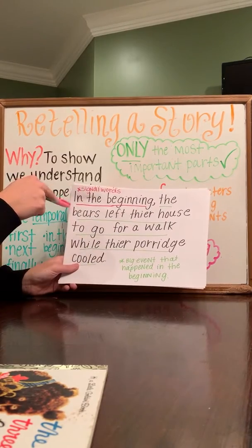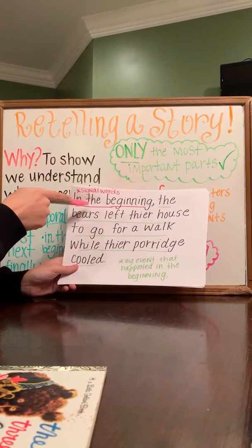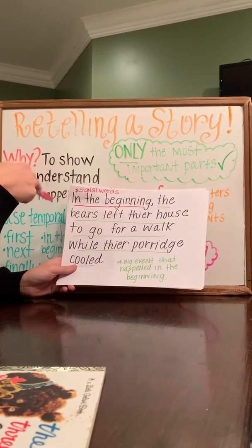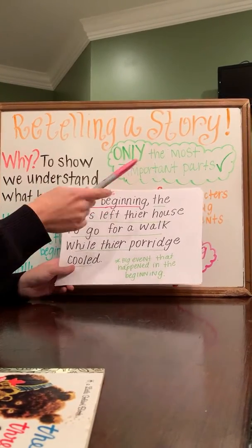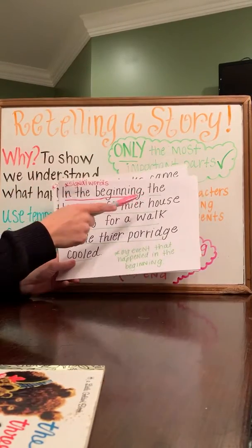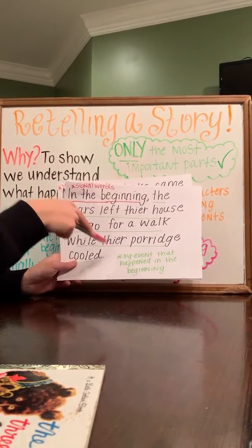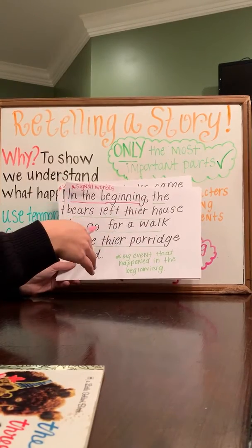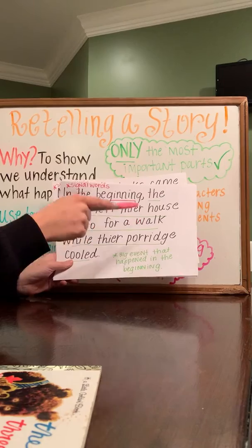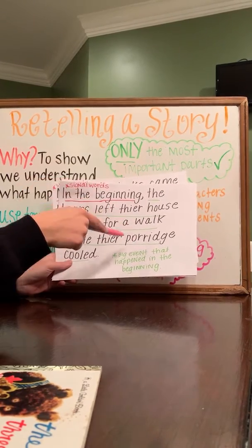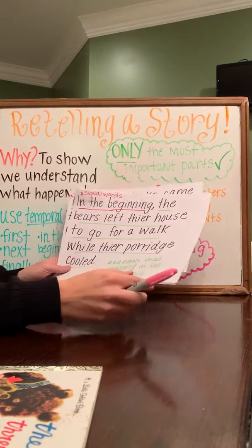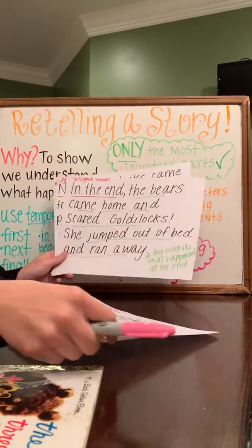So if we go back to the beginning of the sentence, I wrote in the beginning. In the beginning is the temporal word that I use to signify that this is the beginning of my story, right? In the green is the big event that happened in the beginning. Like I said, this is not everything that happened in the beginning. It's just the big event, the most important thing that happened. Right?